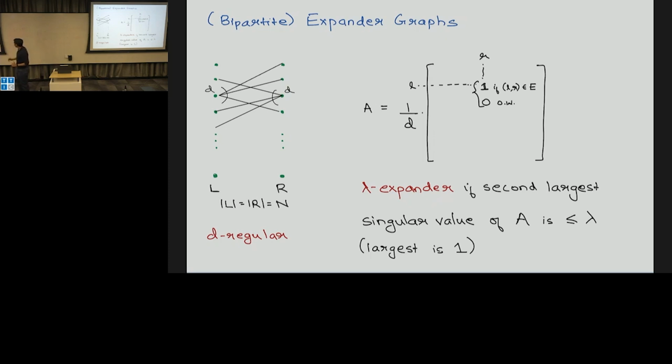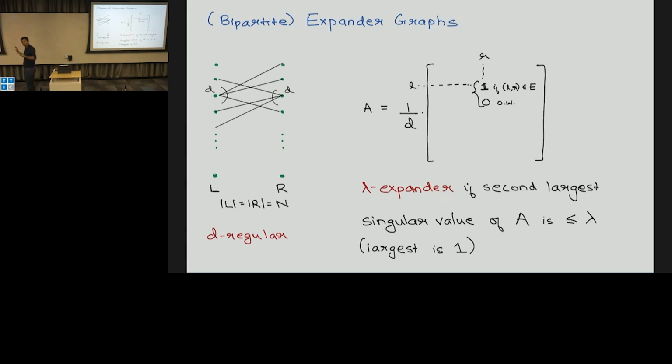Just the way I said it, every row has exactly d ones, and the rest are 0. So the maximum singular value is at most d. If I divide by d, then the maximum singular value is at most 1. So the singular values are between 0 and 1 once I normalize. And we'll say it's an expander if the second singular value is smaller than lambda. Think of lambda as 0.01, something much smaller than 1. The largest one there is going to be 1, so you can only talk of the second one. That's just the definition of an expander.